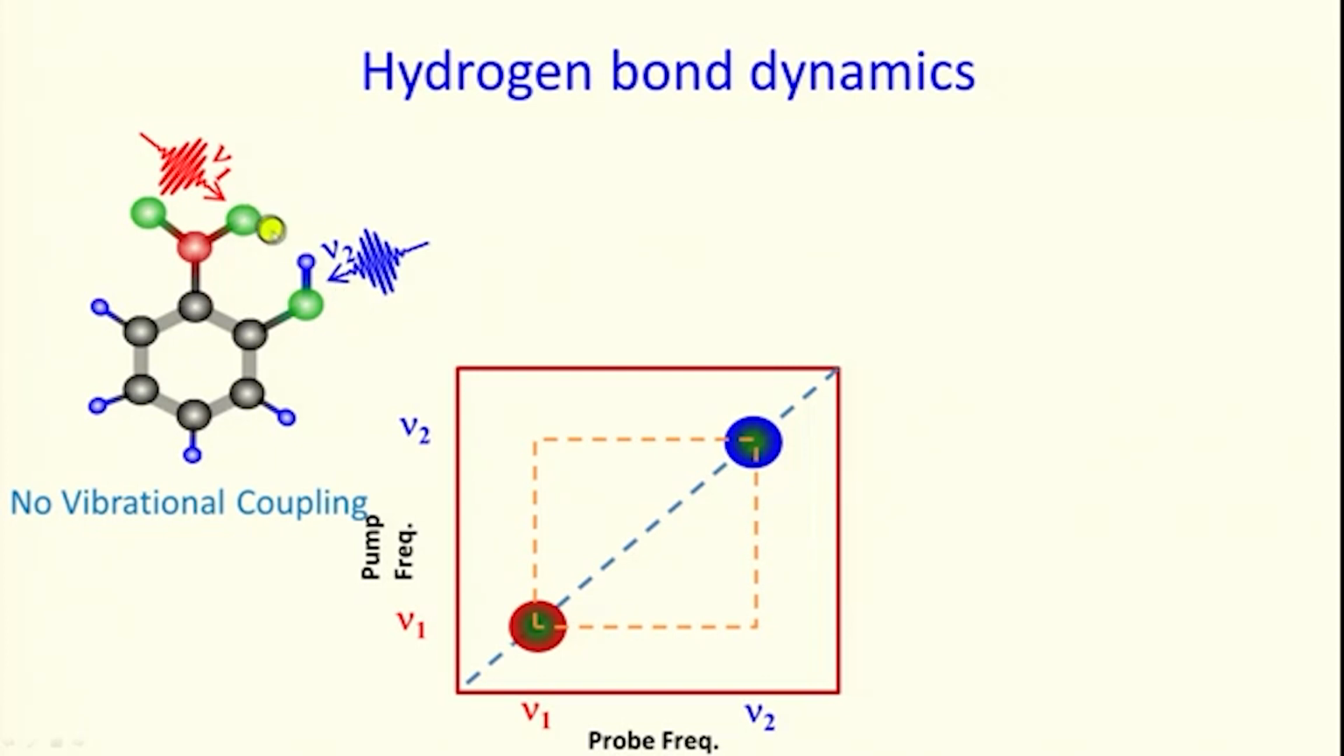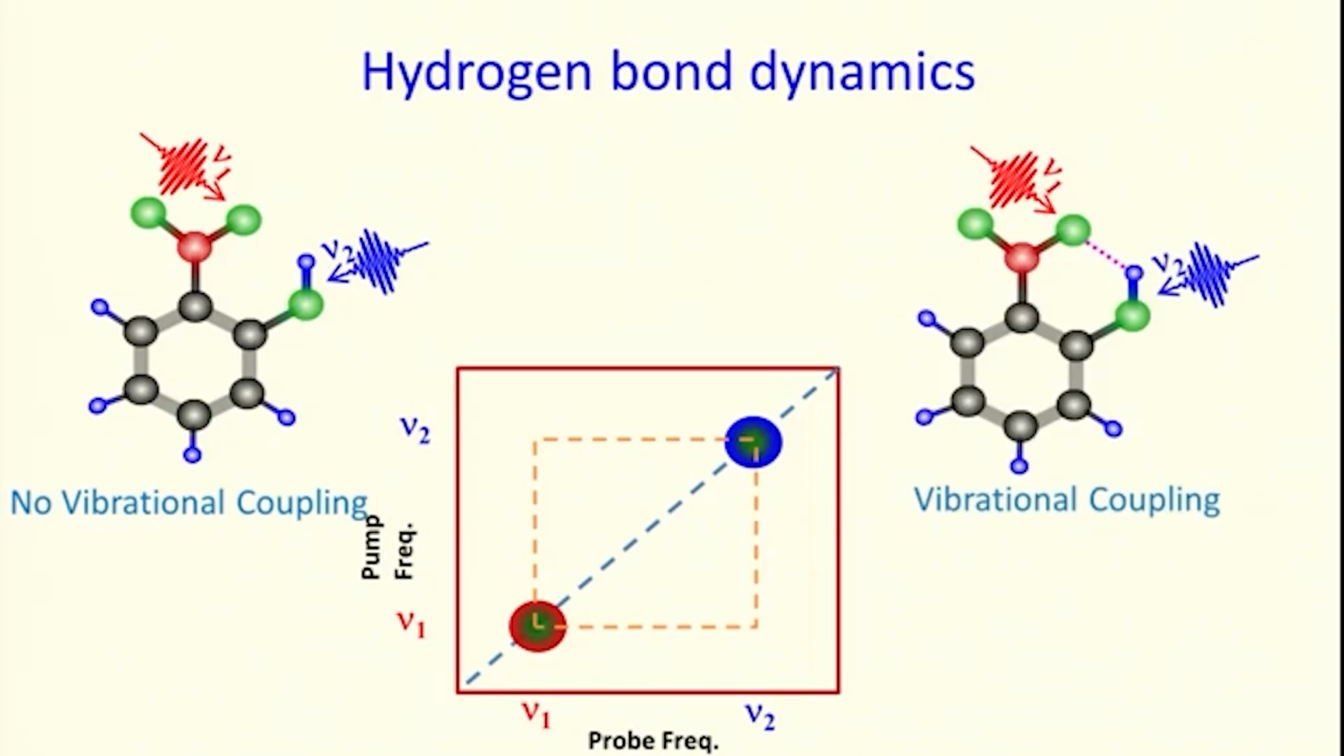Let us say initially there is no hydrogen bonding. Nu1 is the wavelength of this vibration, Nu2 is the wavelength of this vibration. So, if there is no coupling, no hydrogen bonding, then we expect this kind of a spectrum, only diagonal peaks. If hydrogen bonding is there, then we expect off diagonal peaks. This is something that we know already from our previous discussion.